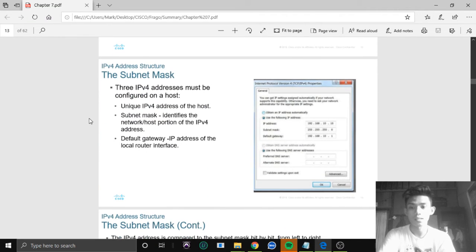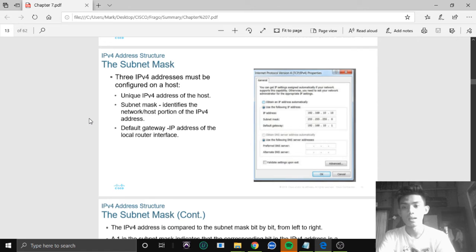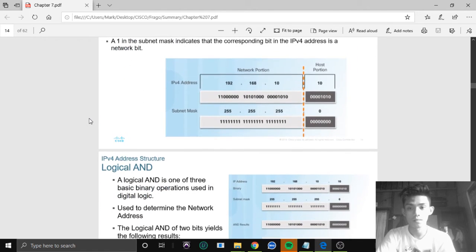The subnet mask. IPv4 addresses must be configured with a unique IPv4 address of the host. The subnet mask identifies the network and host portion of the IPv4 address. The default gateway is the IP address of the local router.